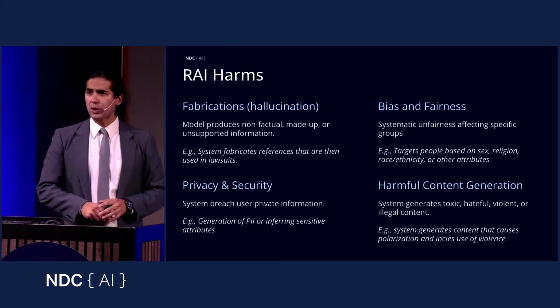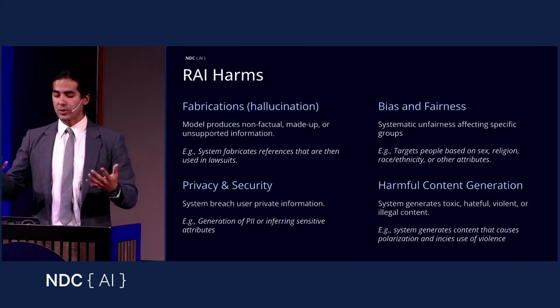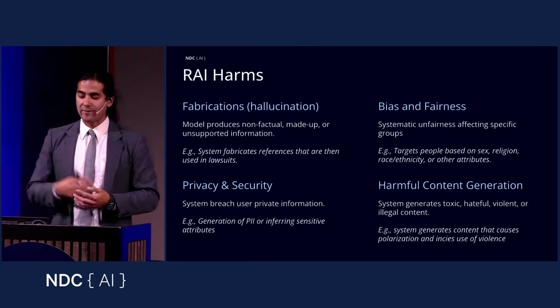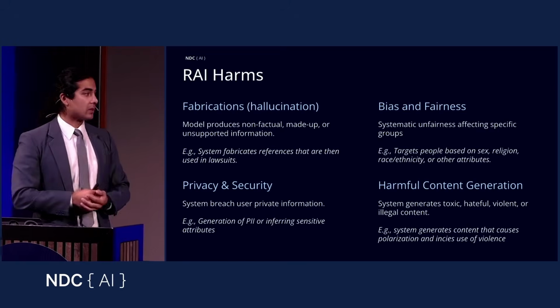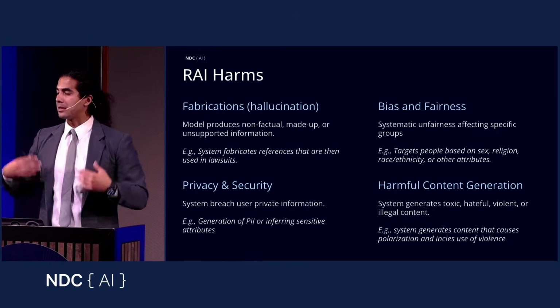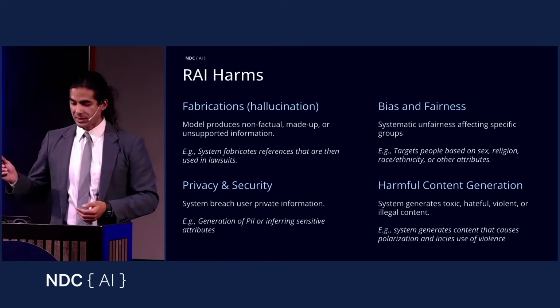And then harmful content generation is this broader umbrella of models and systems generating information that is toxic, hateful, violent, or is just plain illegal. So this, for example, is a system that generates information that then elicits people to be more violent, and is sort of a net negative in the system.